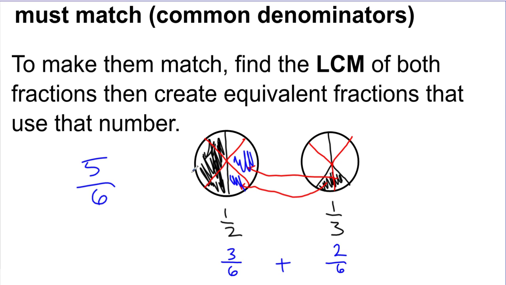The denominator is not going to change because our pie is not changing. We're still talking about a pie that has 6 pieces in it. But I am taking the 3 wedges that were shaded from 1/2 and the 2 wedges that were shaded from 1/3, and I am adding those parts together only. So that's the only thing you're going to add when we do these fractions.